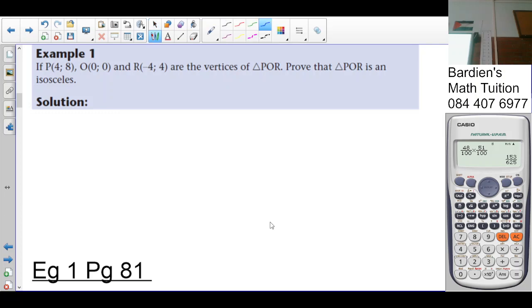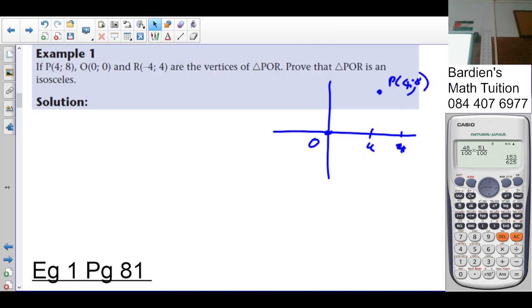So people, what do we know about an isosceles triangle? What does isosceles mean? Two sides are equal, not so. So that's 4 and 8. I'm just going to give you a visual representation of what's happening. At 0, this is the diagram, just not drawn to scale. So 4 would have been there, 8 is approximately there. 0 and 0, and R is negative 4 and 4.